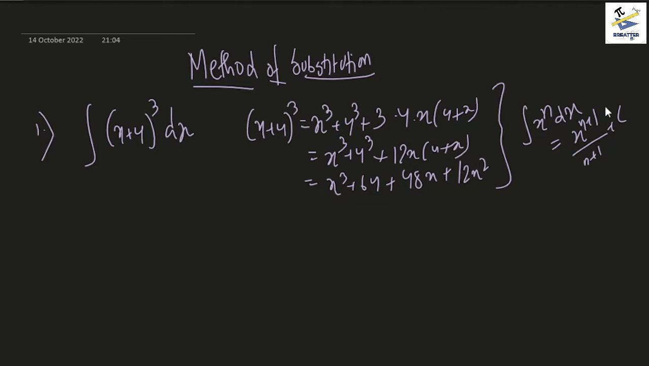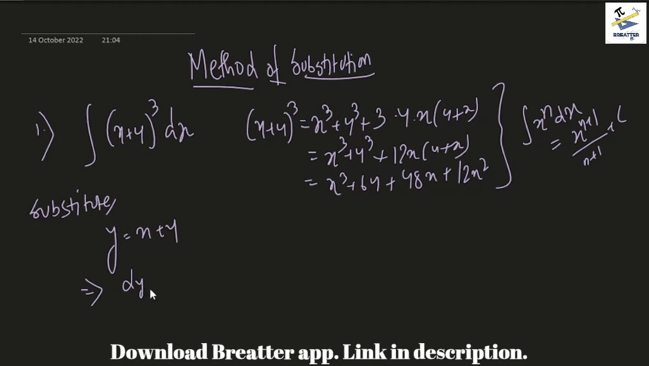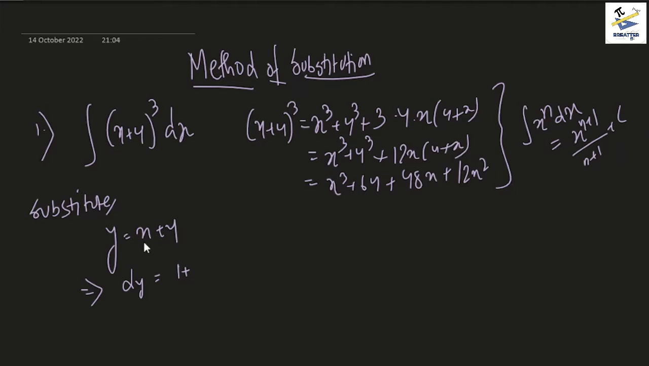So obviously this is one method to do, but integration makes it a lot simpler for us, because when we use the method of substitution, what we try to do is we substitute y equals x plus 4. Now when we take the derivative on both sides, we get dy equals, the derivative of x plus 4 with respect to x would be 1 plus 0, right? Because the derivative of x is 1 and the derivative of 4 is 0, dx. So what we get is dy is equal to dx, right?